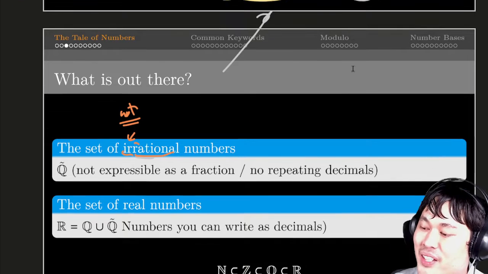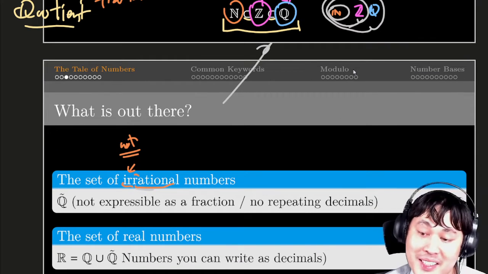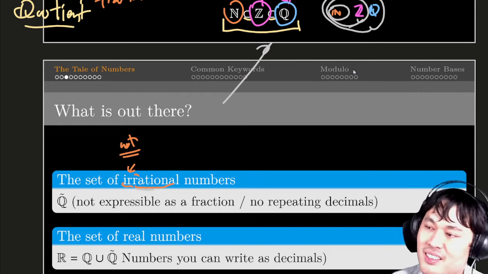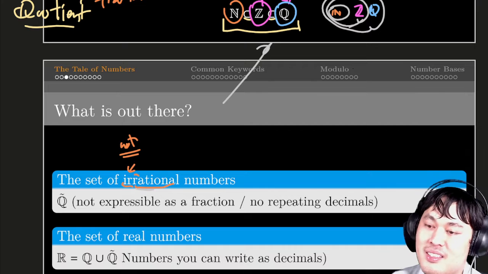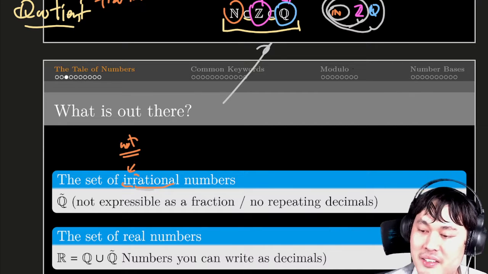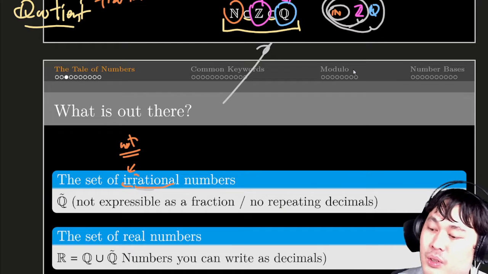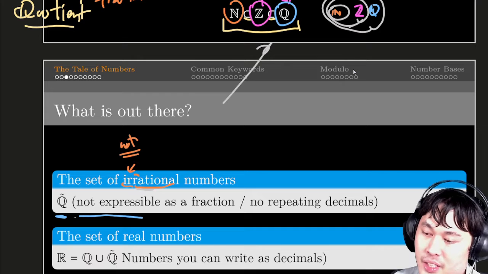It's kind of weird, right? And then we don't have an exact definition for that. Maybe not surprisingly, because when you talk about things that are not part of a set, it's difficult to express them. We would just say they are not expressible as a fraction.